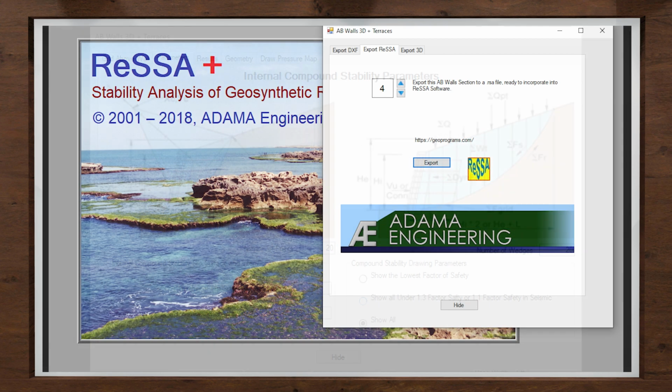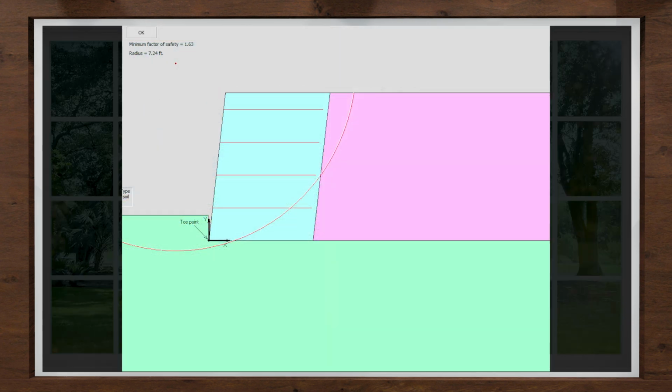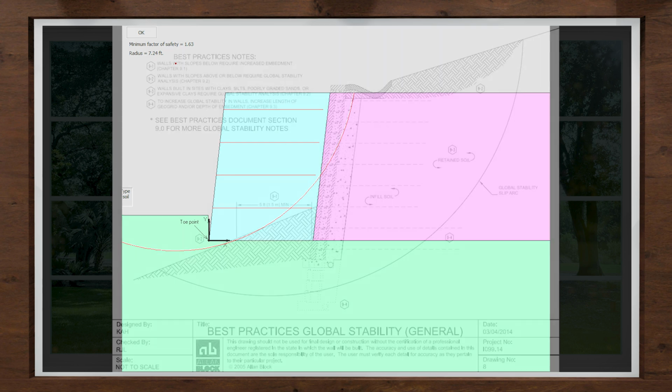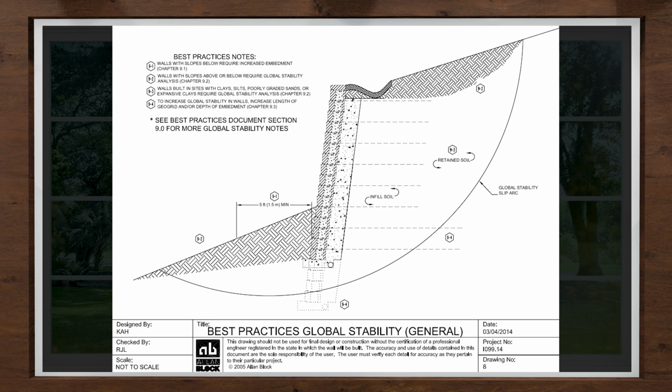The wall designer should review the internal compound stability for each wall on the site. The owner, through a contracted geotechnical engineer, should review the global stability for the entire site, including the soils below the base materials of all walls.